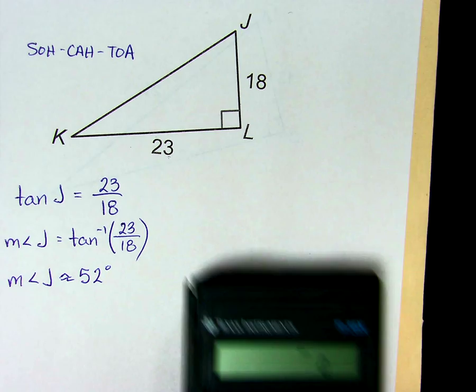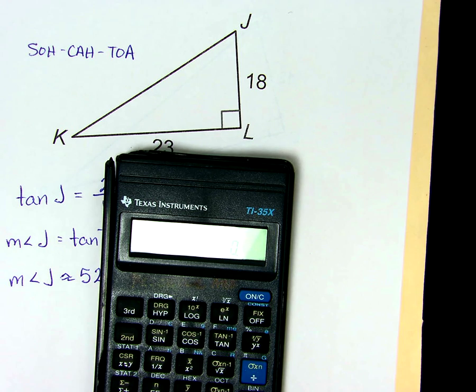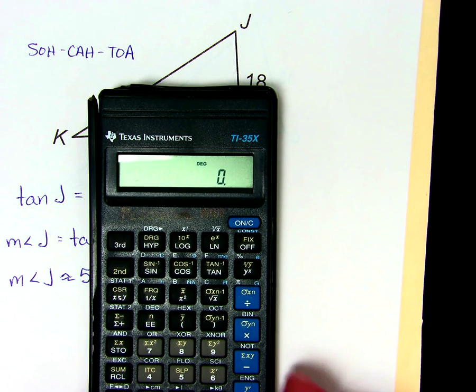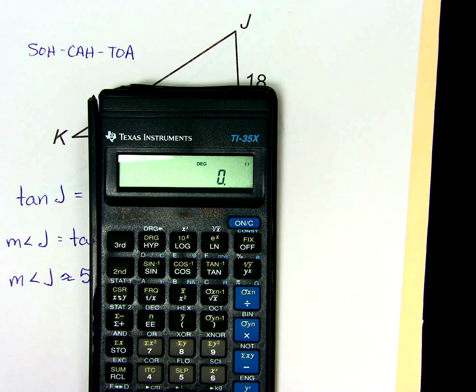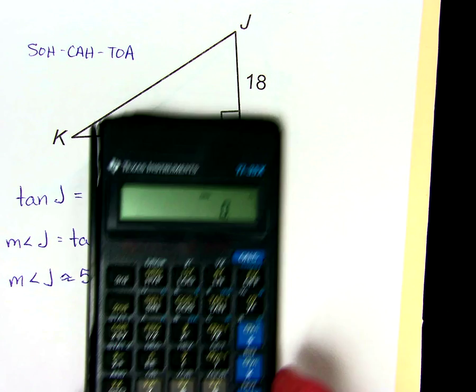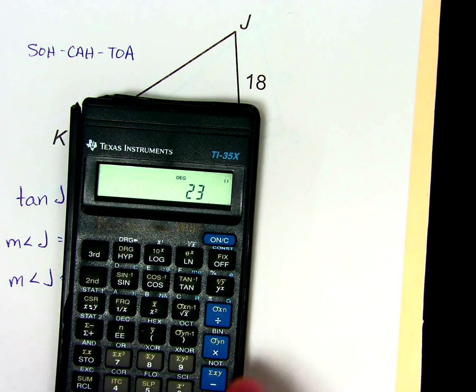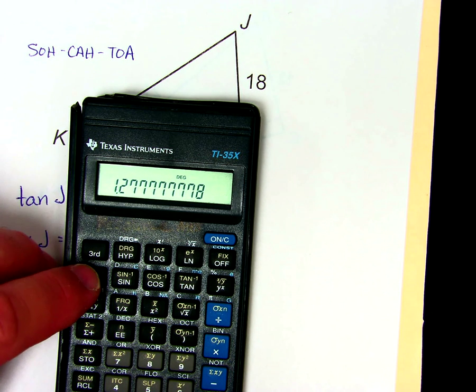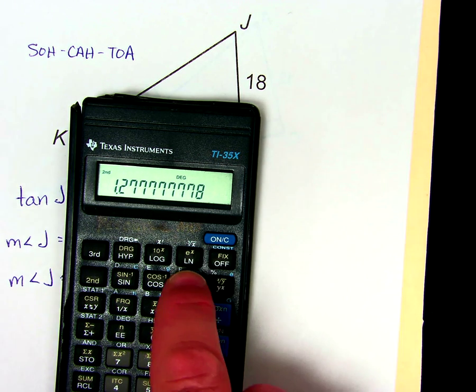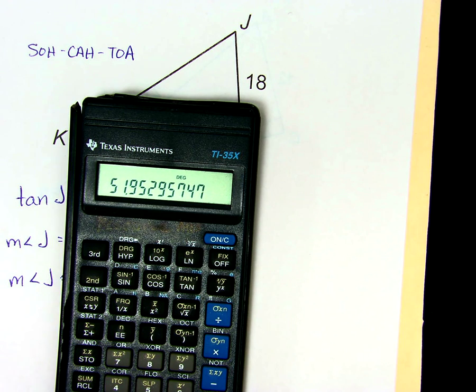If I had used this other calculator, remember I start off with the parentheses, then do my division, 23 divided by 18, close the parentheses, now do inverse tangent, so second tangent, say about 52 degrees.